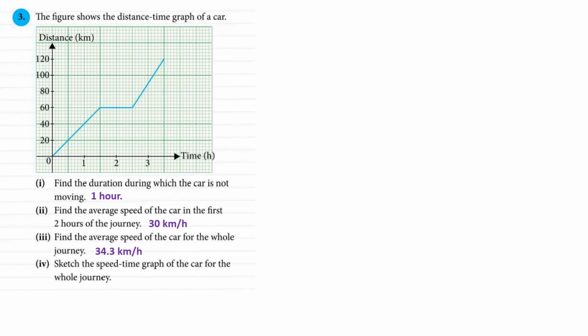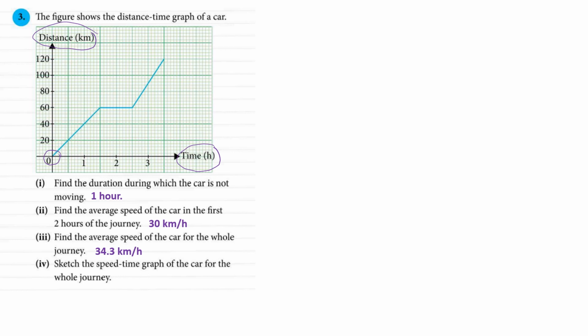All right, let's start off by looking at this distance-time graph of a car. The x-axis here measures the time, and the y-axis measures the distance traveled in kilometers by the car. The car will start from rest. When time equals 0, of course the distance traveled will be 0.